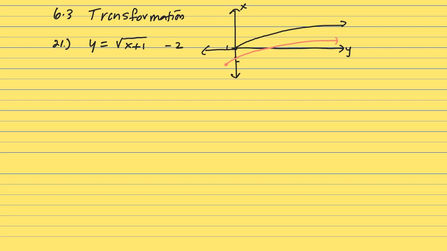Went too far there. Okay, so let's go ahead and do number, and that was the answer for 21. Let's go ahead and do 22. So I'm going to do 22 right here, and we have y equals the square root of x minus 1.